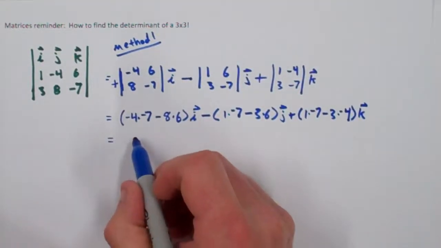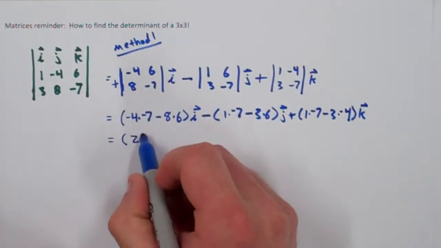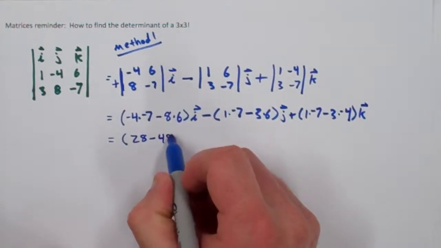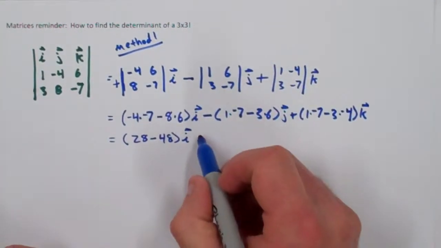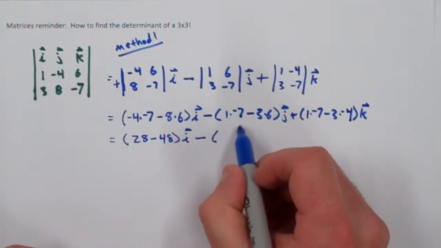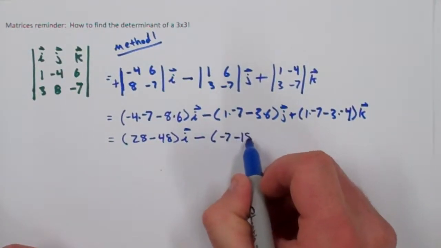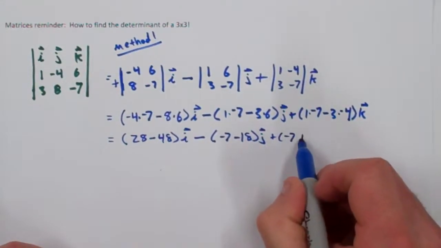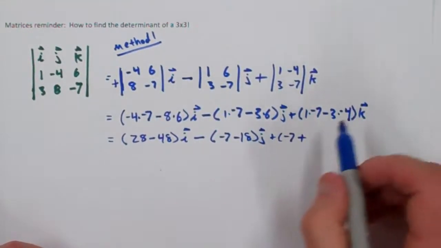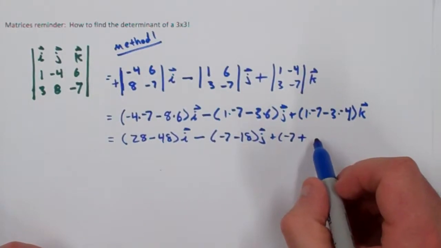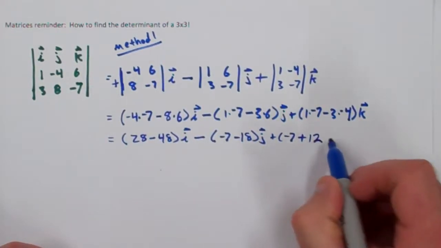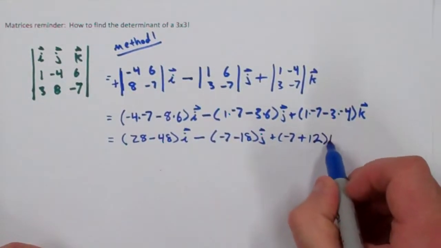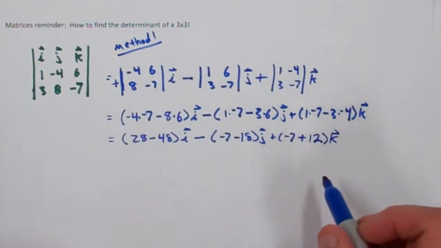So if we knock this out here, this one's going to be 28 minus 48 with an I, minus sign, this is -7 minus 18 with a J, and then the next one will be -7, and then we're going to have plus 12 here, and that's going to be for K.